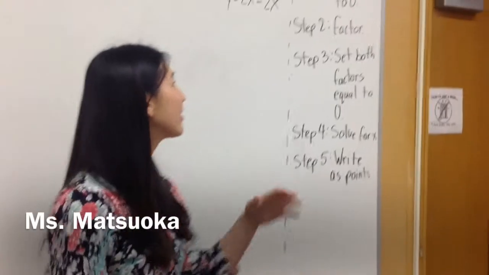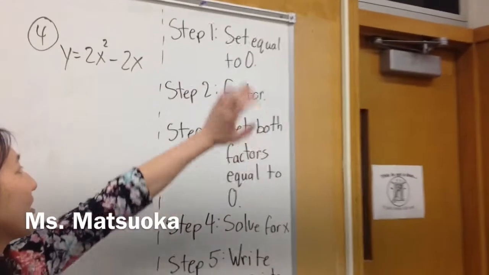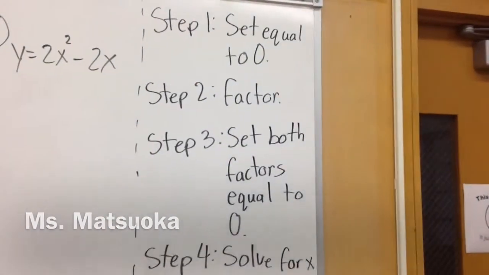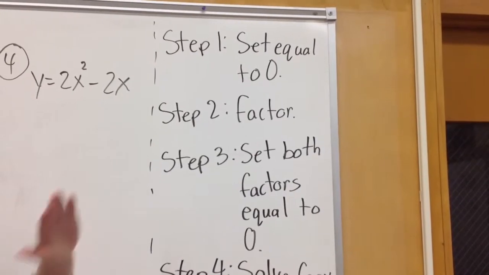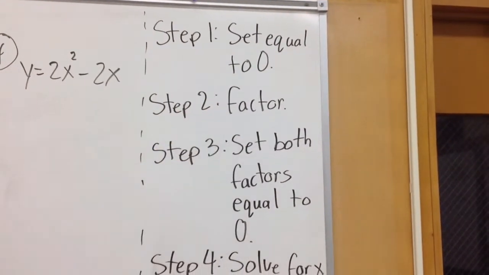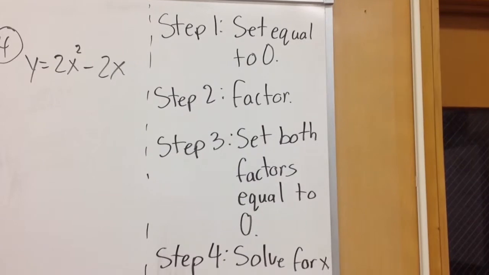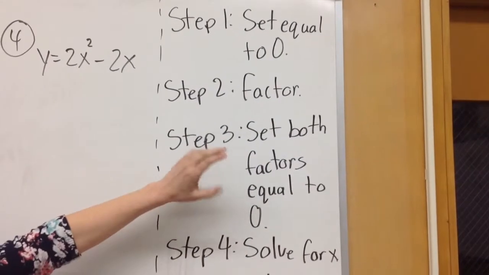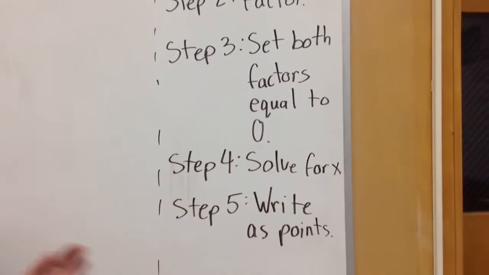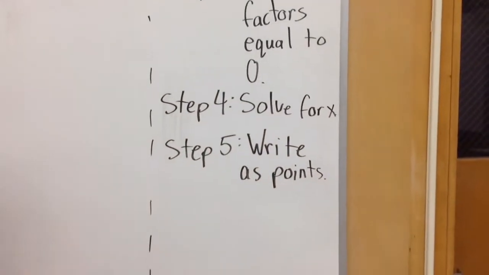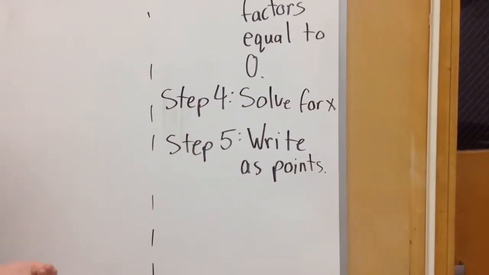So here are our steps. First, you're going to set the equation equal to 0. So you're going to replace 0 or y with 0. Then you're going to factor using the techniques that we've learned from the previous videos. And then we're going to set both factors equal to 0. We solve for x on both equations, and then we write them as points. The y-coordinate will be 0.